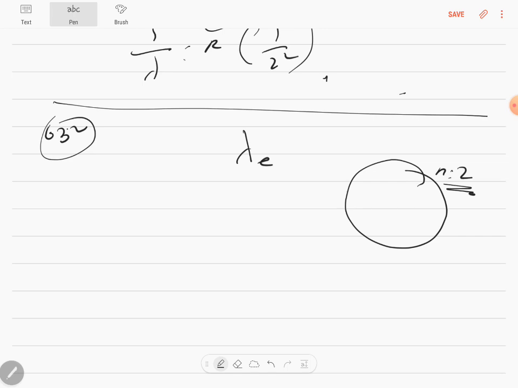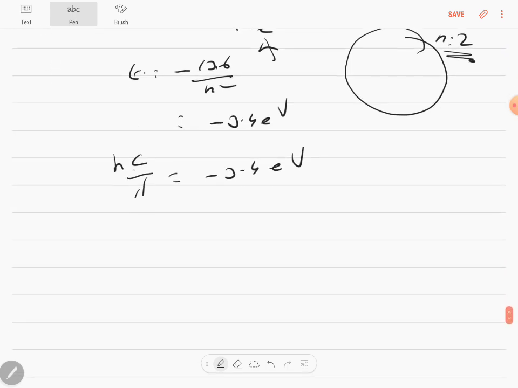If you have to find the wavelength, you can find the energy. Energy of the second orbit itself is minus 13.6 by n square, which is minus 3.4 electron volt. And you have to find the wavelength from it. hc by lambda is equal to minus 3.4 electron volt, correct? So then 1 by lambda from this is minus 3.4 electron volt by hc.